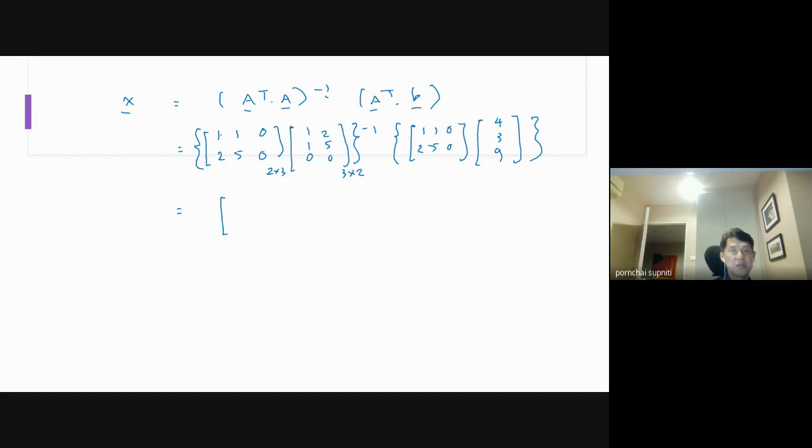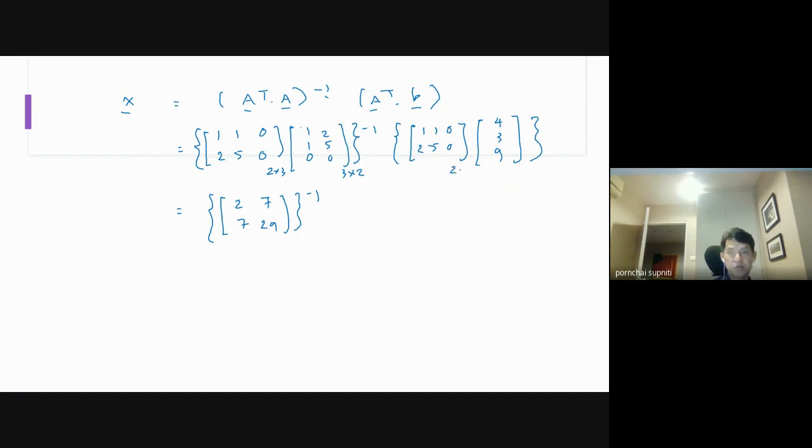So what do we have here? I do it quickly. 1 plus 1 is 2. 2 plus 5 is 7. 2 plus 5 is 7, right? And then 2 plus 2 is 4, 4 plus 5 times 5 is 25. You get 29, right? And then you do the inverse. And then you multiply here.